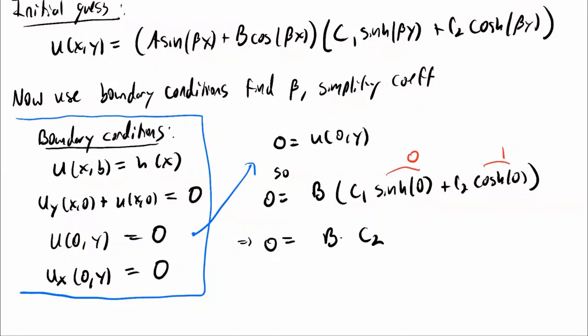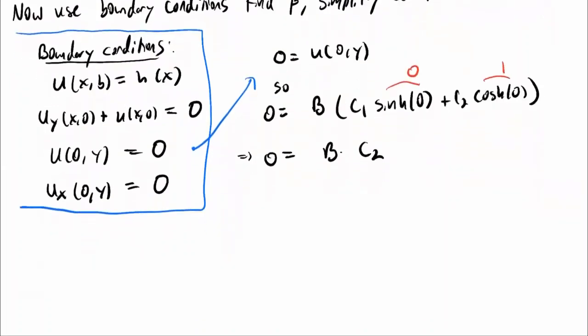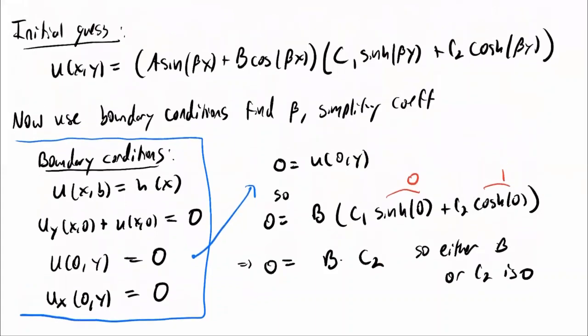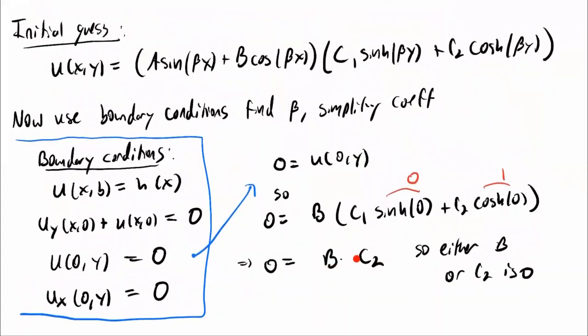That means that either b or c2 is 0. It doesn't mean that they're both 0. One could be 0 and one may not be, or they could both be 0. We don't want to make both 0 because maybe we're losing too much information if we let both be 0. So let's, for example, set b equals 0.